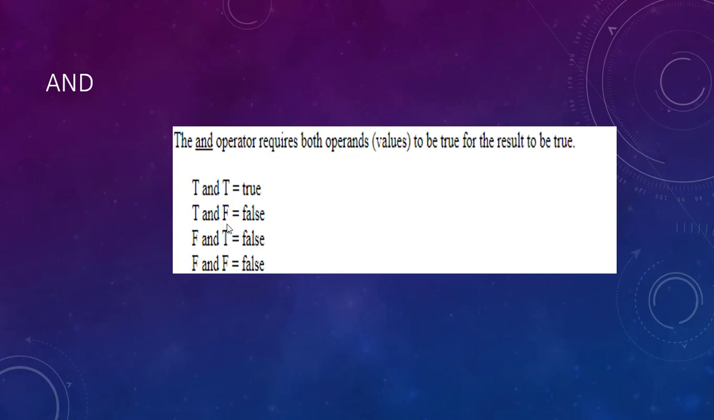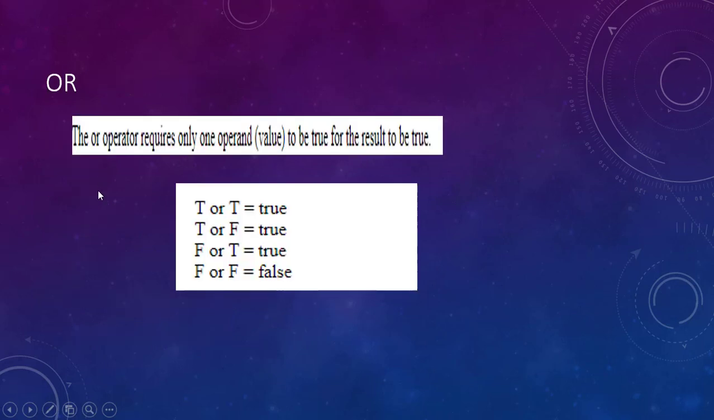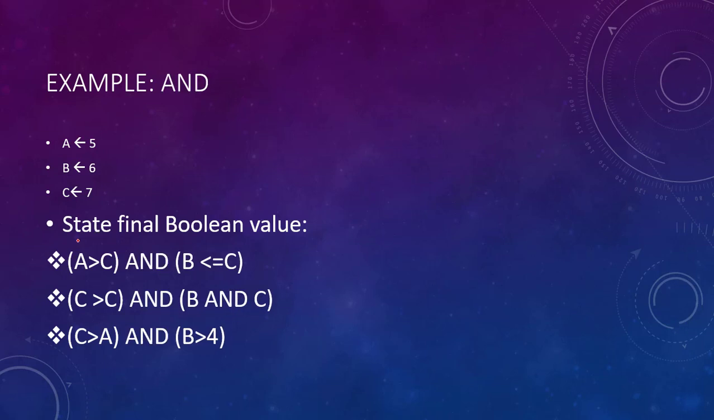So whenever one of the expressions on either side of the logical operator is false, it will return false. So one false will give rise to false everywhere. Let's take an example. A is 5, B is 6, and C is 7.